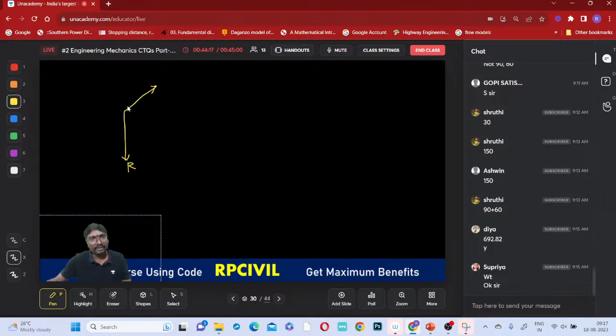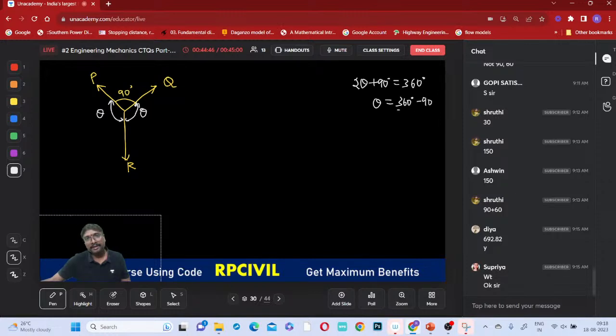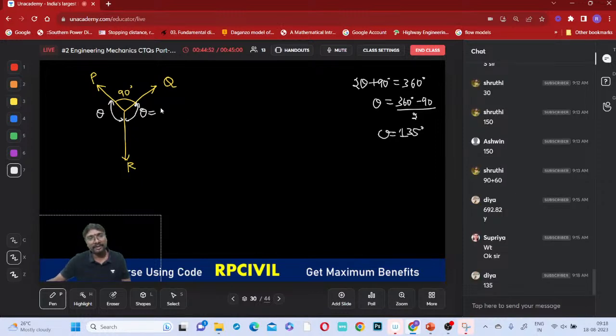So P and Q forces are acting like this. This is your P, this is your Q, and this angle is 90 degrees. Now the left side and right side angles must be the same, because it is symmetrical. This is theta, this is theta. 2 theta plus 90 will be equal to 360. Then theta is 360 minus 90 divided by 2, that is 270 by 2, 135 degrees. So theta values are 135 and 135. Now apply Lami's theorem.